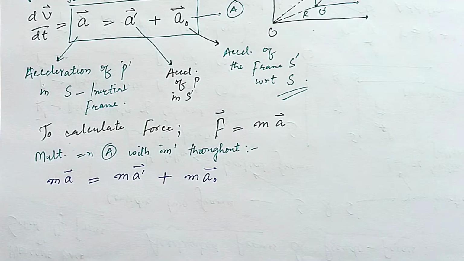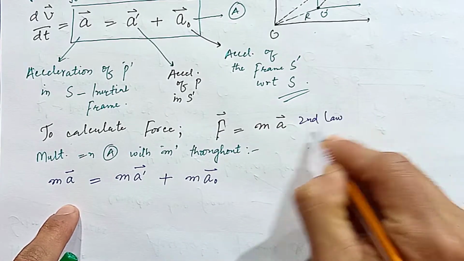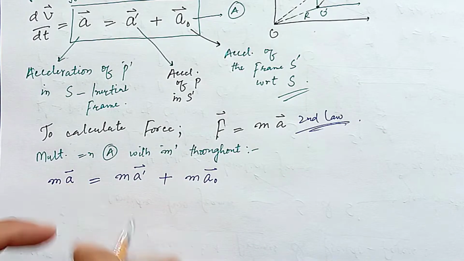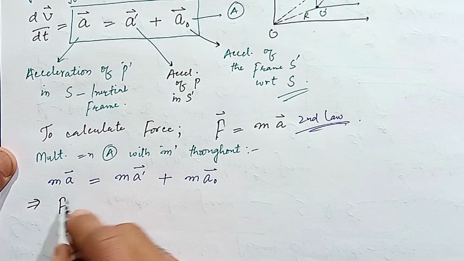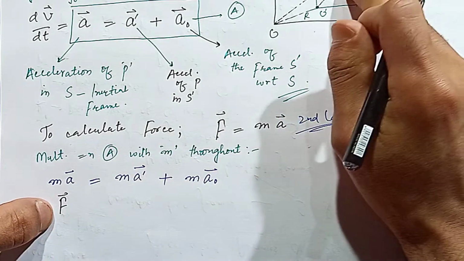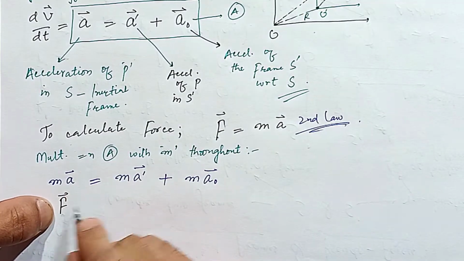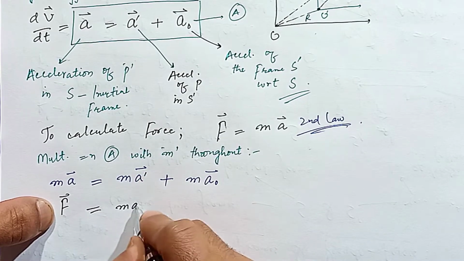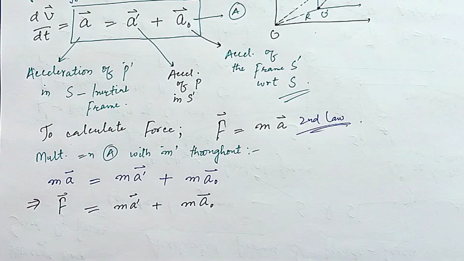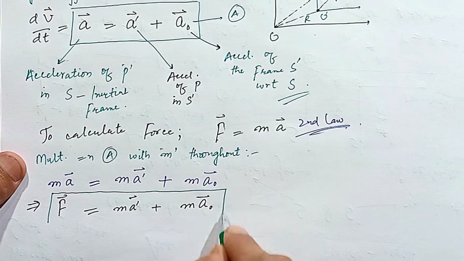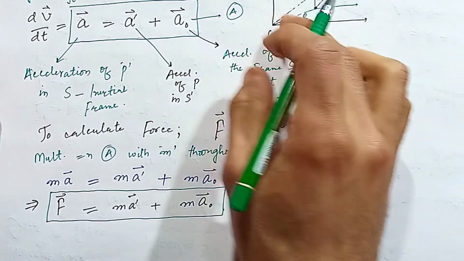Good. So we will get mass times this, and mass times this, from the second law of motion. From that, ma is the force. So ma will be equal to the force. This force is on this particle P with respect to the frame of reference S. Force will be equal to m times A prime plus m times A naught. This gives the force acting on a particle which is studied under two frames of reference, S prime and S, inertial and non-inertial.